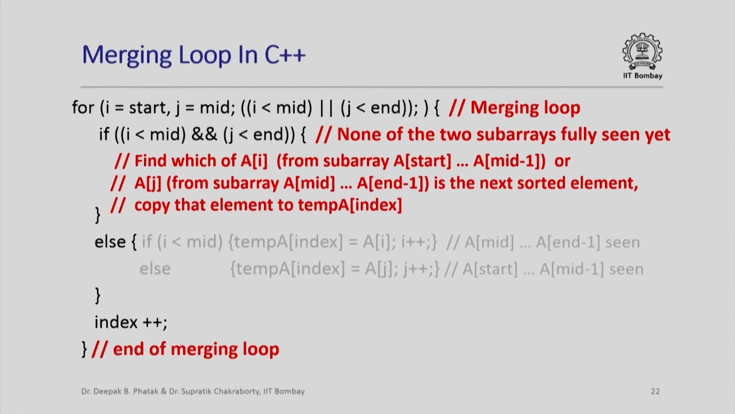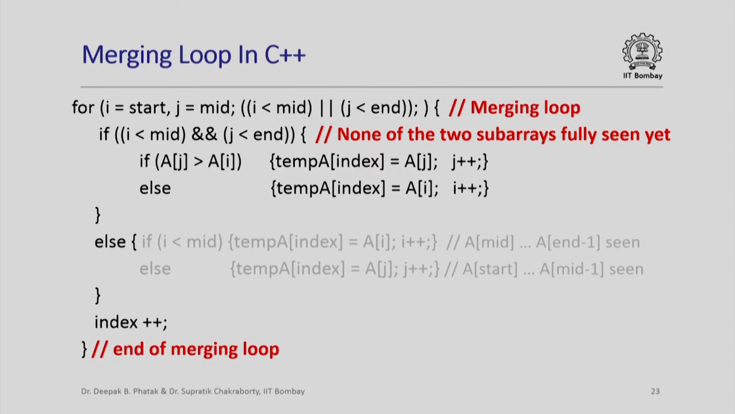What do we do when none of the two subarrays have been fully seen yet? We have to find out which of ai coming from the subarray A start through A mid minus 1 or aj coming from the subarray A mid through A n minus 1 should be the next sorted element, and I must copy that element to temp A index and I must increment i or j appropriately. So this is how we do it.